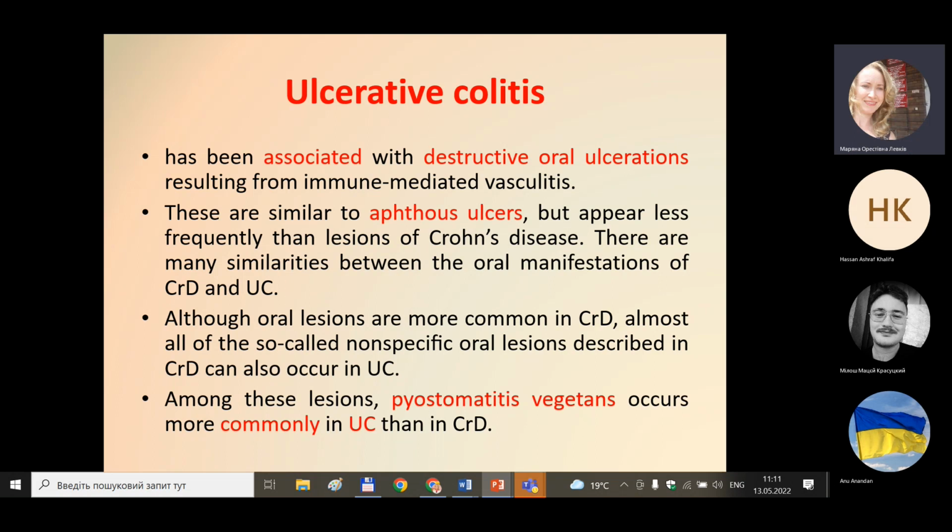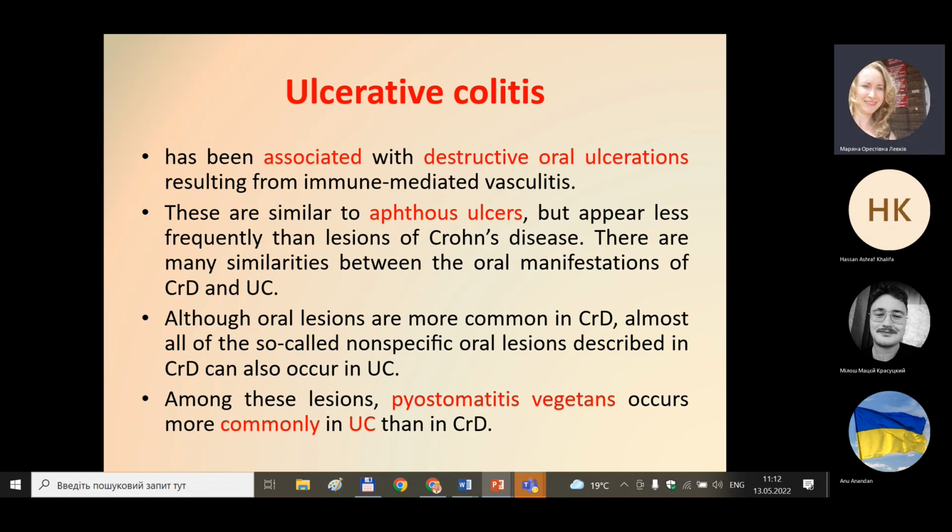Ulcerative colitis. So such disease has been associated with destructive oral ulcerations resulting from immune-mediated vasculitis. These are similar to aphthous ulcers, but appear less frequently than lesions of Crohn's disease. There are many similarities between the oral manifestations of Crohn's disease and ulcerative colitis. Although oral lesions are more common in Crohn's disease, almost all of the so-called nonspecific oral lesions described in Crohn's disease can also occur in ulcerative colitis.